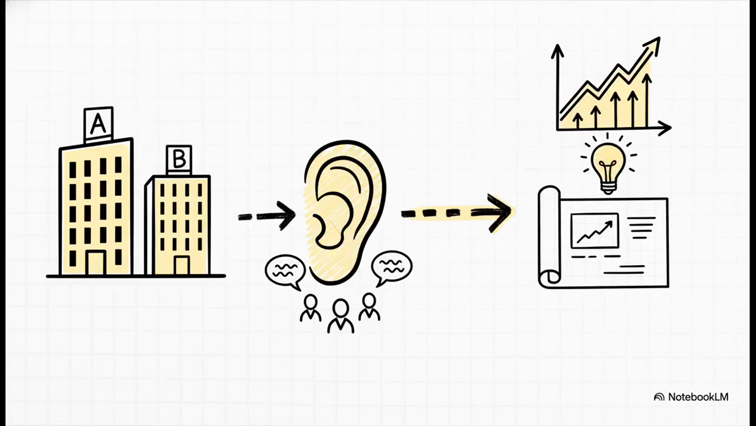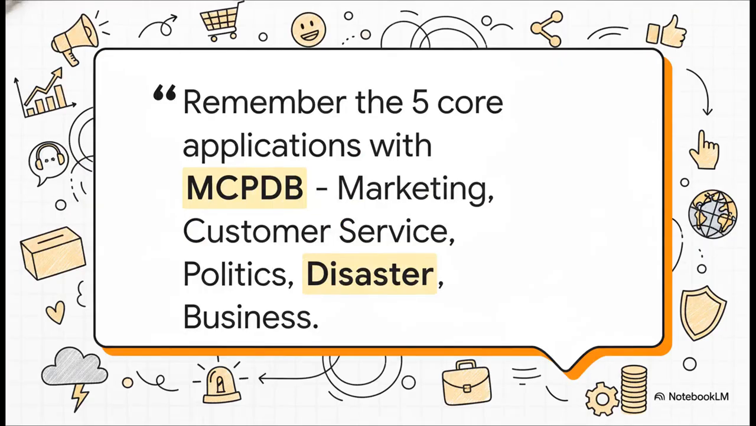You see, companies aren't just listening to what you say about them. They're also listening to what you say about their competitors. This helps them spot the next big trend, find gaps in the market, and ultimately design and build better products that people actually want. So let's just take a breath here. To help you remember these 5 big applications, you can just think of MCPDB. It's kind of amazing when you step back and look at it, isn't it? The exact same technology can help a company launch a new sneaker, help a politician win an election, and help first responders save lives. The range is just staggering.